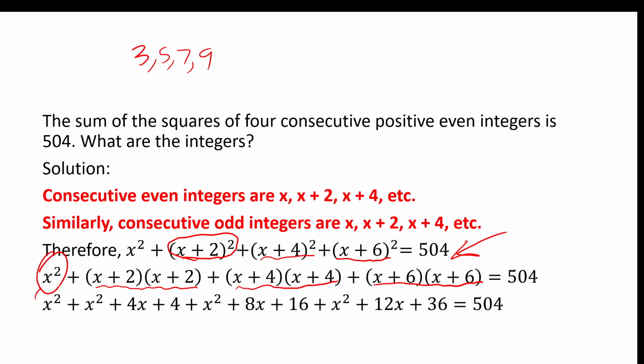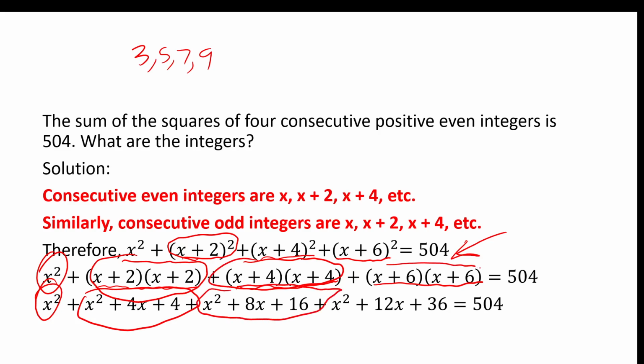So we'll have our x squared here. Our x plus 2 times x plus 2 will be x squared plus 4x plus 4. Our x plus 4 times x plus 4 will be x squared plus 8x plus 16. Our x plus 6 times x plus 6 will be x squared plus 12x plus 36. All of that's going to equal 504.